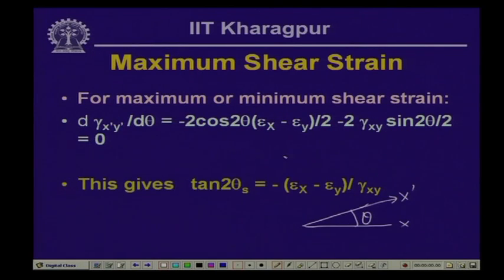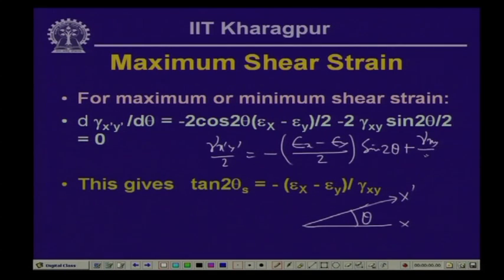Now, if we take the derivative, gamma x dash y dash by 2 is equal to minus (epsilon x minus epsilon y) by 2 sin 2 theta plus gamma x y by 2 cos 2 theta. Now, we take the derivative of this with respect to theta, and eventually this gives us (epsilon x minus epsilon y) by 2 times minus 2 cos 2 theta and minus 2 gamma x y sin 2 theta by 2.